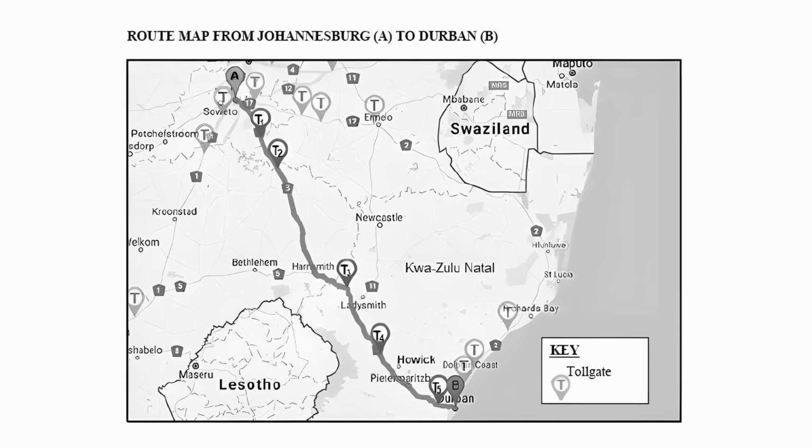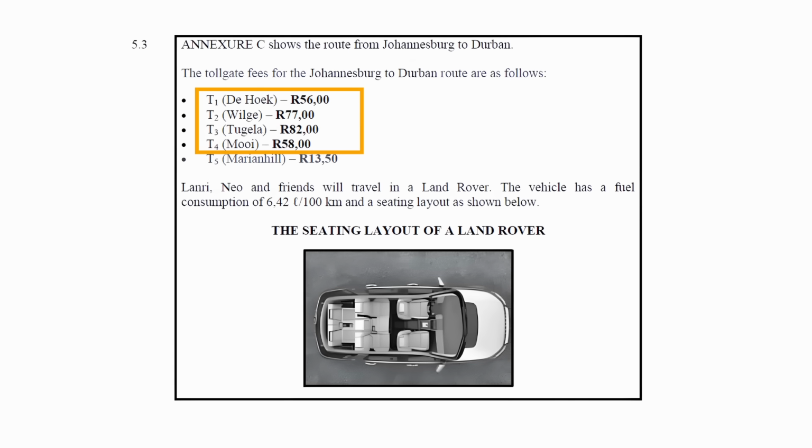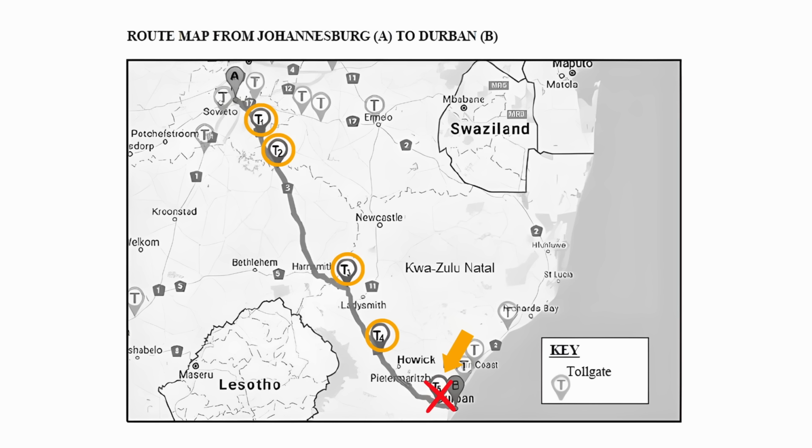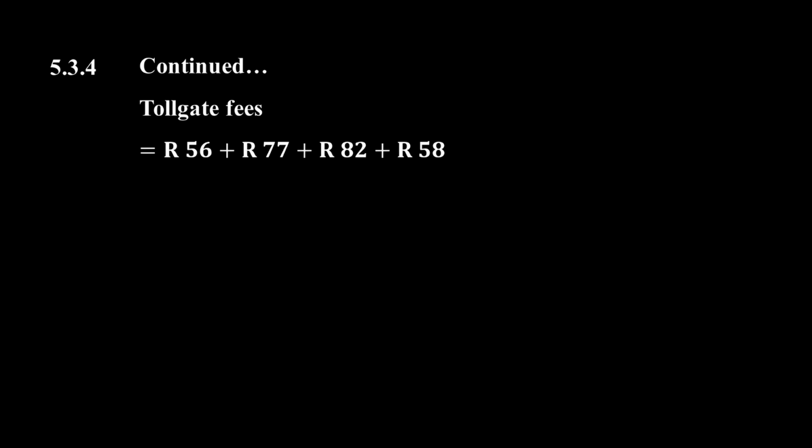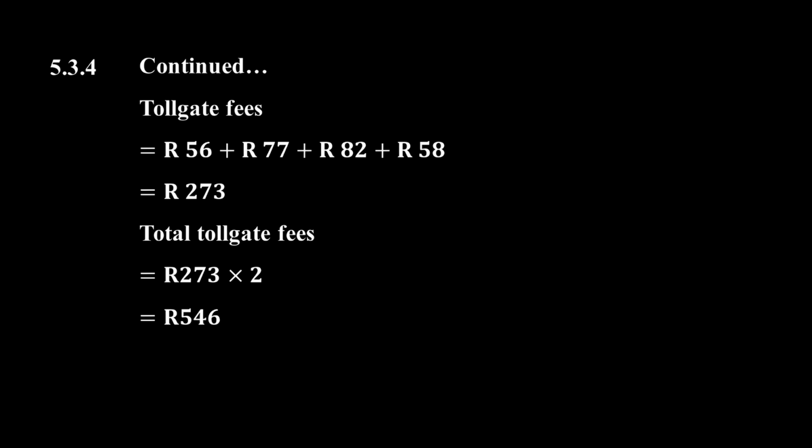Next, we have to calculate the total tollgate fees. From the route map, we note that there are 4 toll gates the group have to pass on the N3. The fees for the toll gates are given here. The tollgate fees to the resort will be the sum of these tollgate fees. Note that they won't reach tollgate 5 as the group will be exiting the N3 at exit 99, which is after Howick. So the total tollgate fees one way will equal R273.